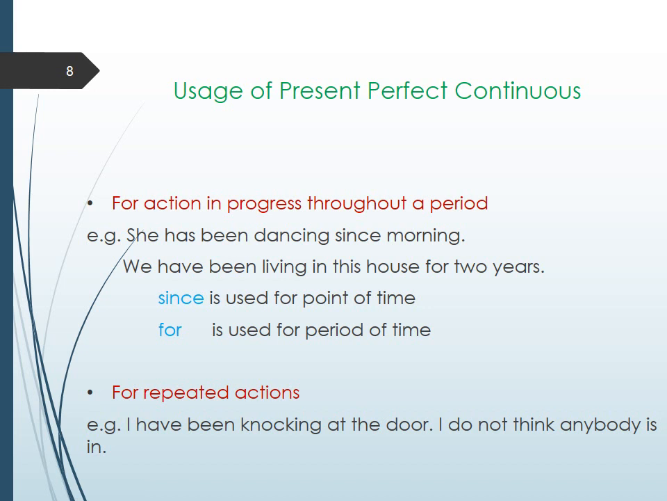Now since and for. Since is used for point of time and for is used for period of time. Now in the example given above, we have been living in this house for 2 years. Here for is used for the period of 2 years. But if we say we have been living in this house since 1975, here 1975 is the point of time, so we have used since here. For repeated actions. Example, I have been knocking at the door. I do not think anybody is in.